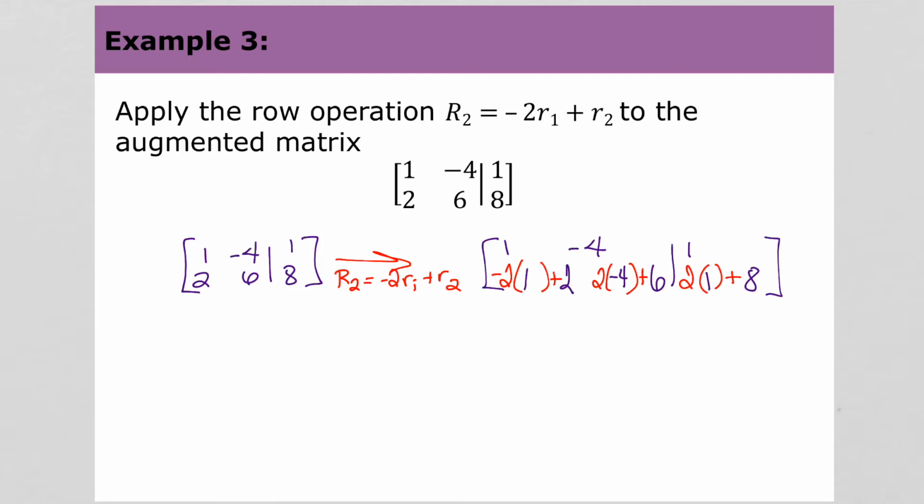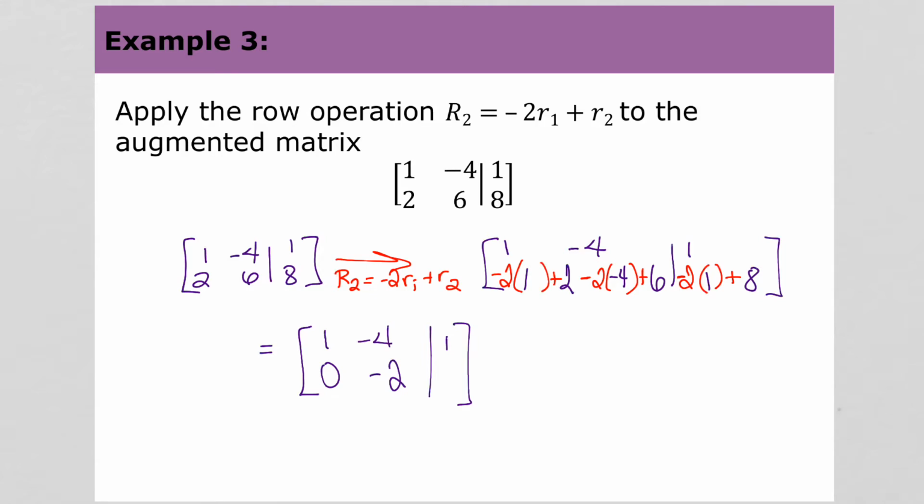And then we just perform that operation. So that'll give us still 1, negative 4, 1 on the top. On the bottom, negative 2 times 1 is negative 2. Negative 2 plus 2 is 0. 2 times negative 4 is negative 8. Negative 8 plus 6 is negative 2. And 2 times 1 is 2. 2 plus 8, excuse me, that's supposed to be a negative 2.